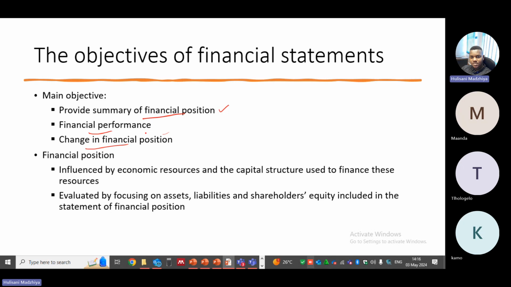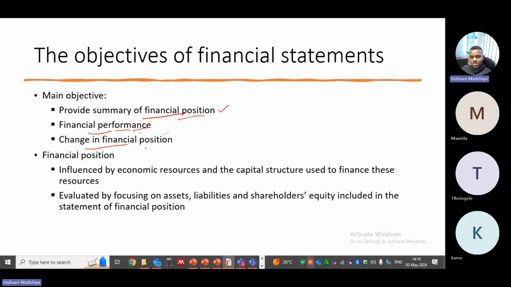And then in terms of performance, it gives us a summary of whether the company managed to generate profit and whether the strategy of the company paid off. Looking at the position, the company has enough assets and has positive assets. With these assets, the company is able to utilize them to generate returns for the investors, which we look at in the financial performance, which is the income statement.